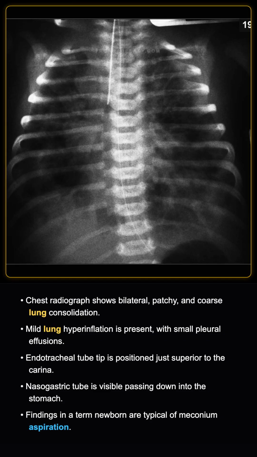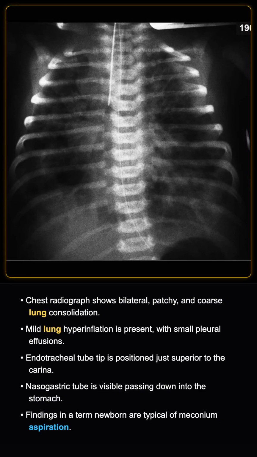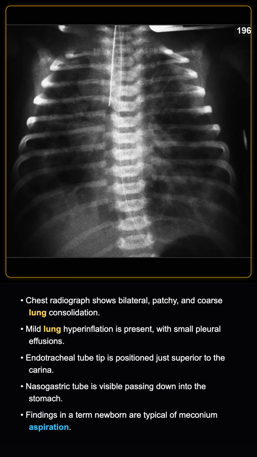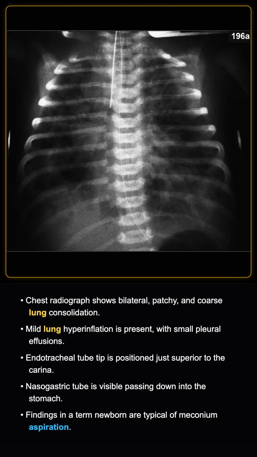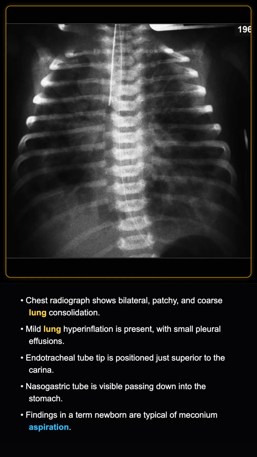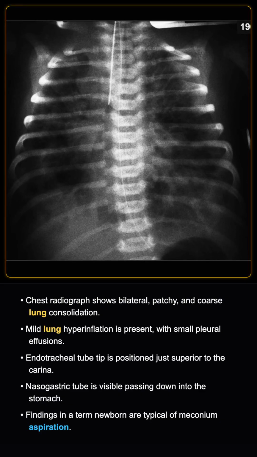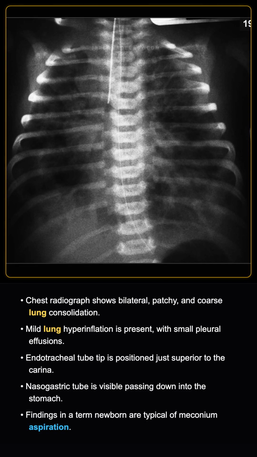The chest radiograph demonstrates bilateral diffuse, patchy, and coarse opacities in both lungs, representing areas of atelectasis and consolidation. The lung volumes appear mildly hyperinflated, and there are small bilateral pleural effusions. An endotracheal tube is positioned just above the carina, and a nasogastric tube passes into the stomach. No pneumothorax or pneumomediastinum is seen.